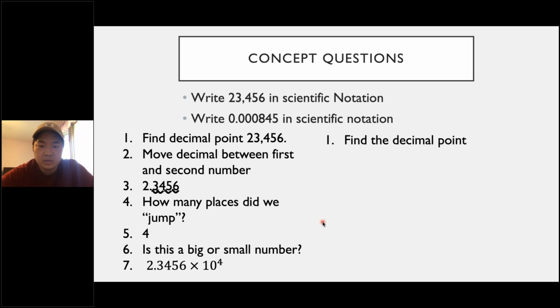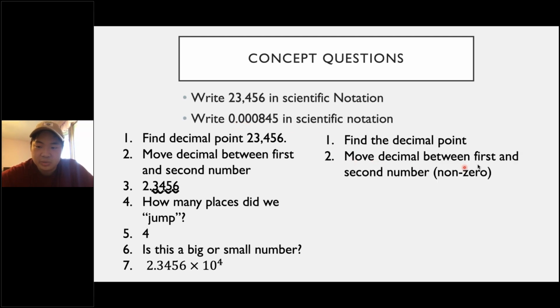Now for our next one, we do the exact same thing. We find our decimal point. It's much clearer on these tiny numbers. It's right here. And then we move the decimal between the first and second number. I'm looking for the first non-zero numbers, and that's going to be right here, this 8 and the 4. These are the first non-zero numbers to come in this sequence. So I'm going to move the decimal point between the 8 and the 4, and we get 8.45.